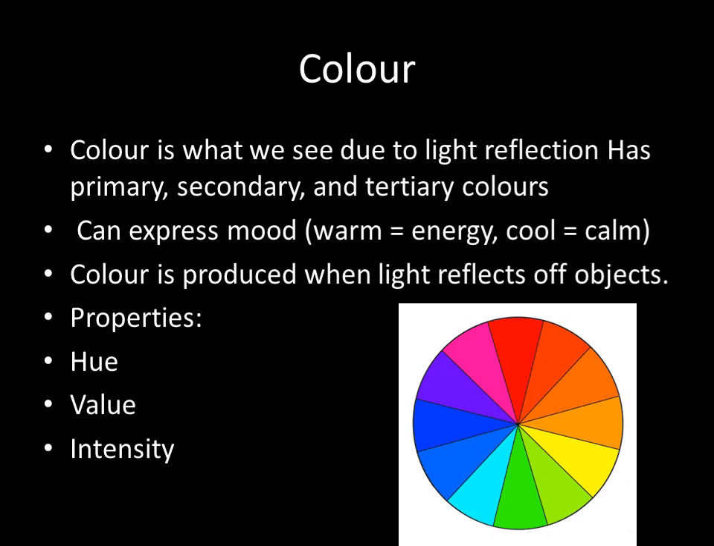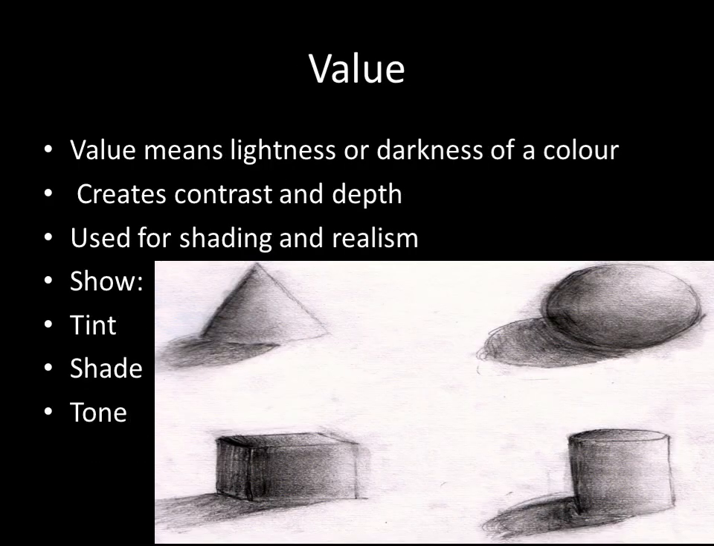And what are the properties of color? We have hue, we have value, and we have intensity. So this is an example. This is a color wheel, and this color wheel tells us all about color. Then we have value. What does value mean?